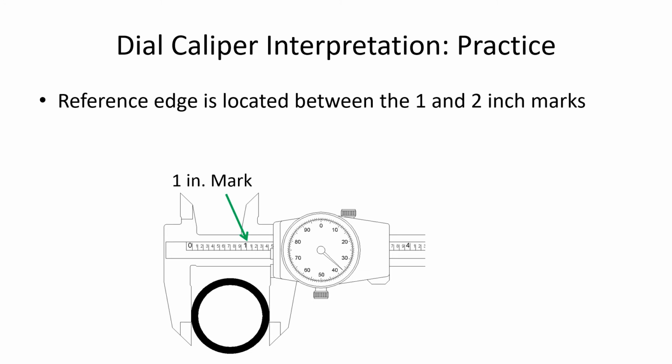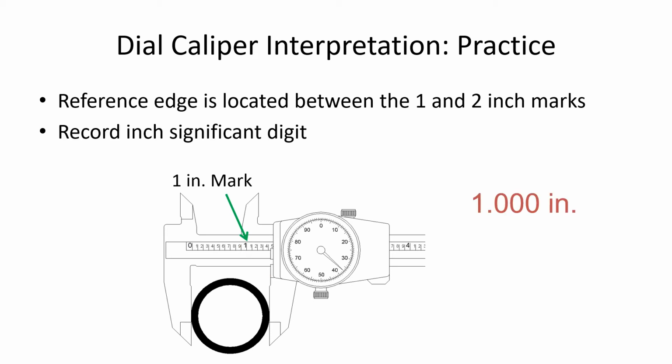The reference edge is located between the 1 and 2 inch marks. So here is 0 inches, this is the 1 inch, and we can't see the 2 inch yet, so it's between the 1 and the 2 inch, and this is the reference edge. So we know we have at least 1 inch. We have 1 inch and a little bit. All right, so record each significant digit. So far we just know it's 1 inch.